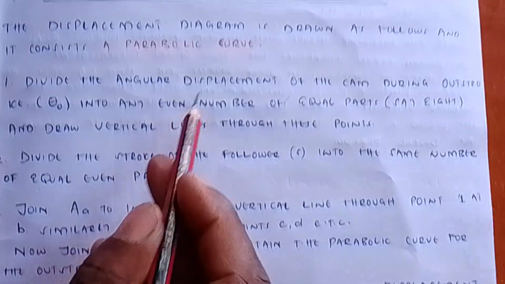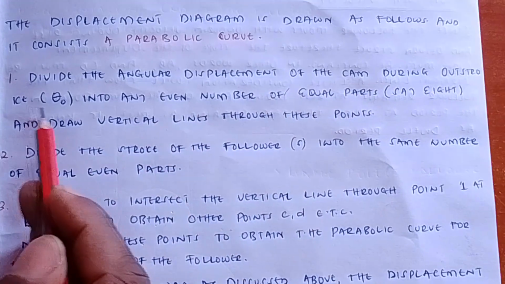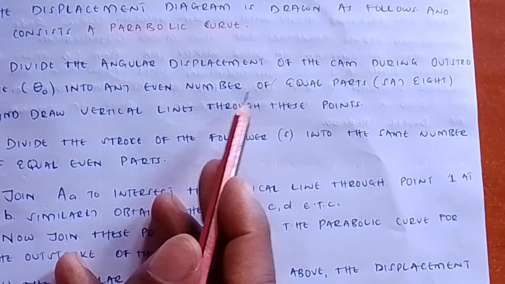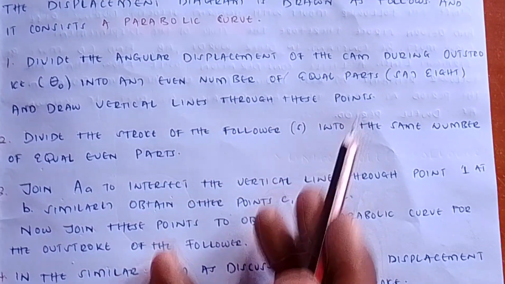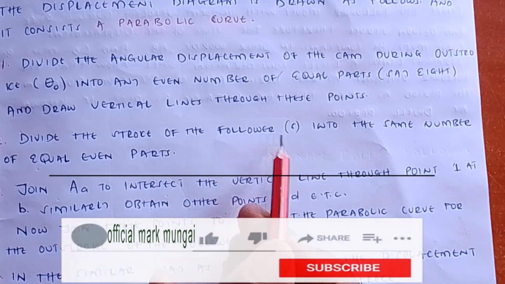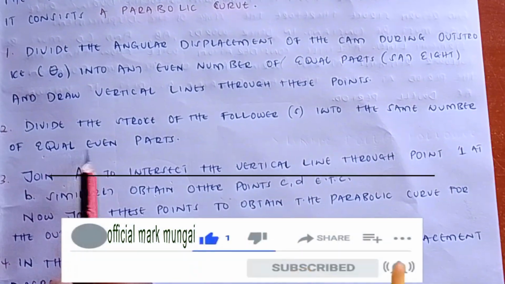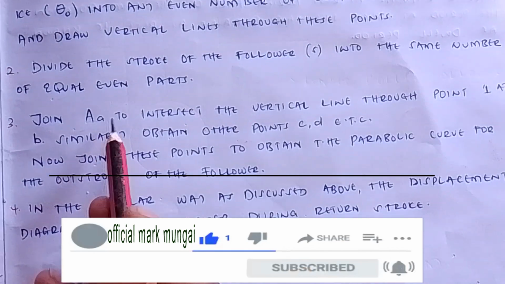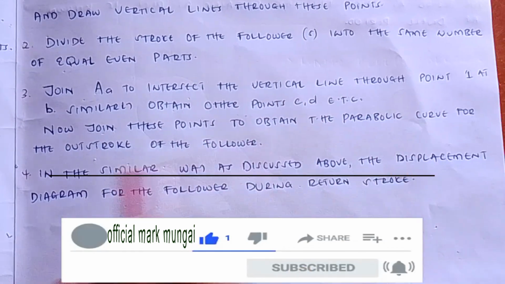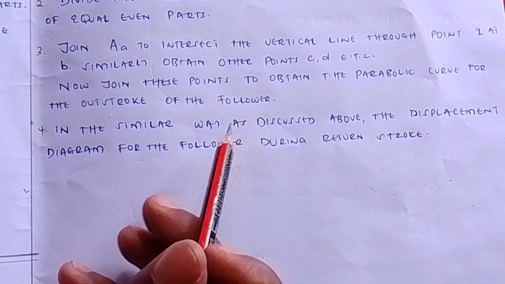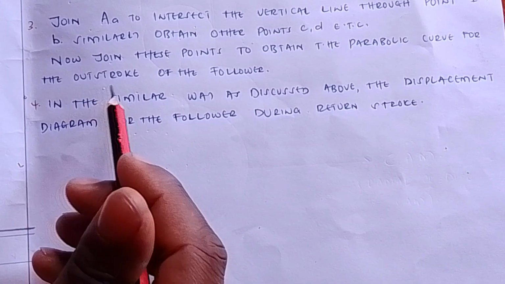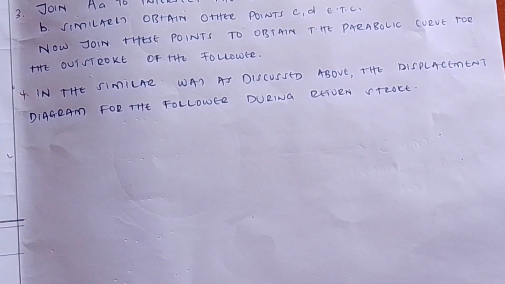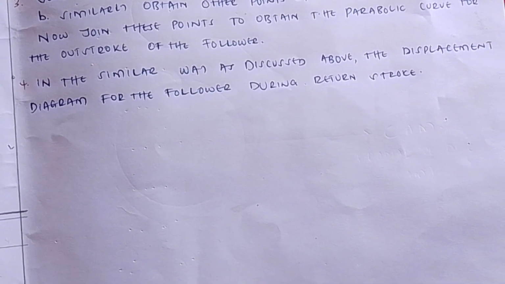Divide the angular displacement of the cam during outstroke into any even number of equal parts, say 8, and draw vertical lines through these points. Then divide the stroke of the follower into the same number of equal parts. Join A to A to intersect the vertical lines through point A1 and point B. Similarly, obtain other points as C and D, etc. Now join these points to obtain the parabolic curve for the outstroke of the follower. And in a similar way, draw the displacement diagram for the follower during return stroke.